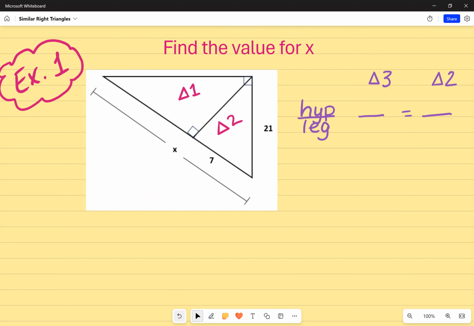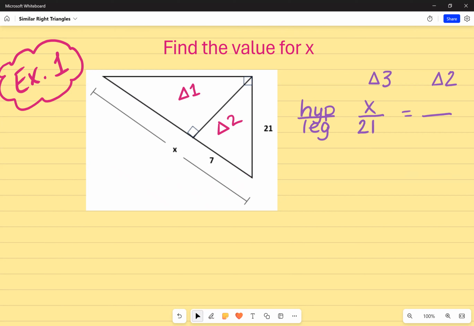For triangle 3, I said that I want to use my hypotenuse. And again, this is my triangle 3. My hypotenuse is always directly across from my right angle notation. So that's over here. I know that my hypotenuse in this case is going to be x. And then I said I wanted to use the leg that goes with my larger triangle. So my larger triangle has the leg 21.